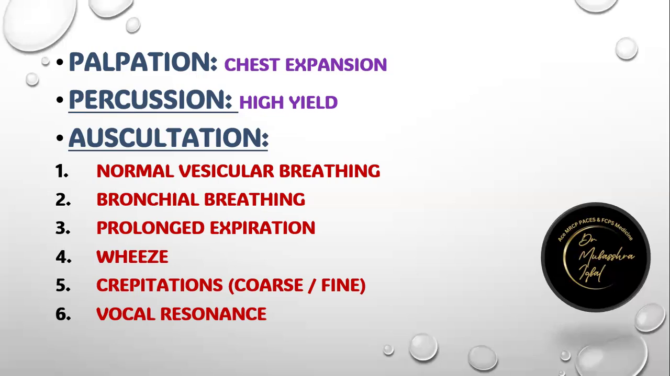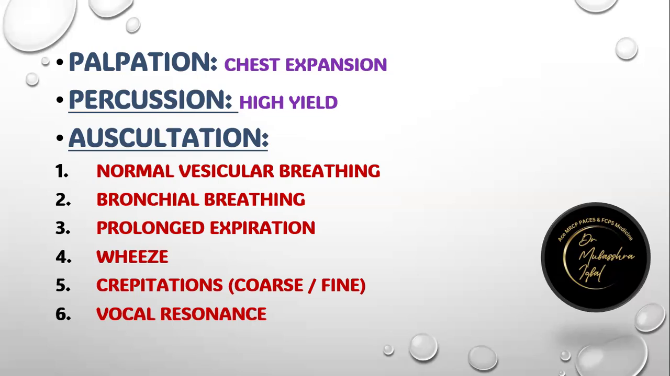Then you will check the chest expansion in the middle of the chest, and after that at the lung bases. And you should have a keen observation of where the chest expansion is reduced, because wherever the chest expansion is reduced, the finding will be lying over there. For the FCPS candidates and the MD candidates, they will need to measure the chest expansion as well with the measuring tape, but no need in case of PACES exam.